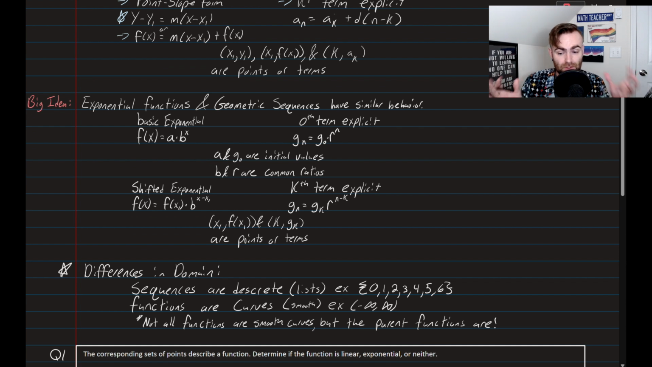The major difference between what is a function and what is a sequence, again, is sequences are discrete. They are lists of numbers. You can use set notation to describe them. So you have the curly braces, you have lots of commas. So that is set notation, that is sequences. Functions are curves. They are smooth. For example, we use intervals like negative infinity to positive infinity. I do want to put a little side note. Not all functions are smooth curves, but the functions that we will be spending almost all of our time with, which are called the parent functions, are, and therefore the functions we deal with are smooth curves.